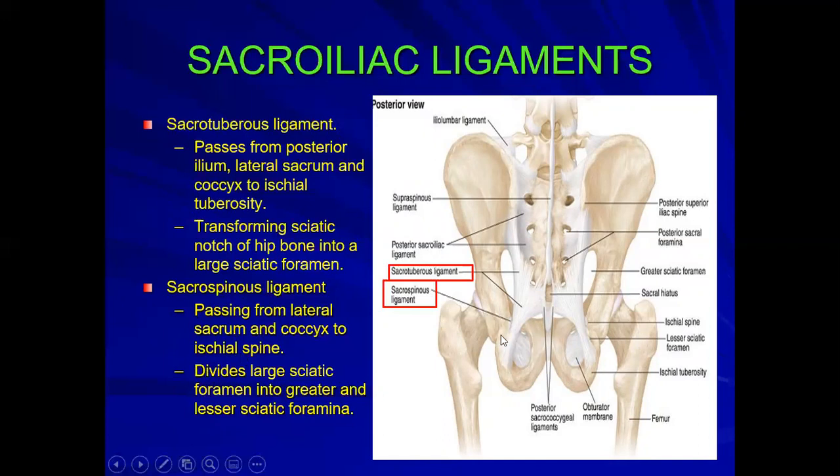So just now we have the very large sciatic foramen, and this sacrospinous ligament divides this very large sciatic foramen into two foramina. Here above we have the greater sciatic foramen, and we have the smaller one here, the lesser sciatic foramen. They are divided by this ligament, the sacrospinous ligament.